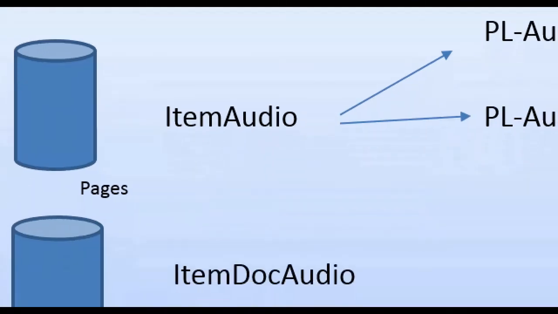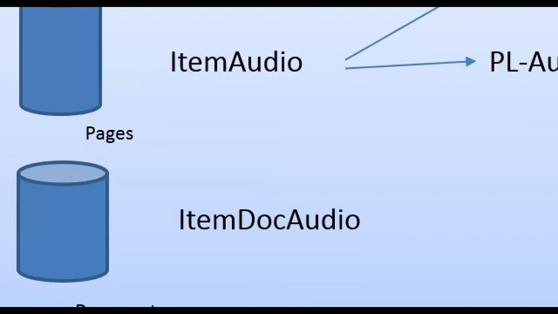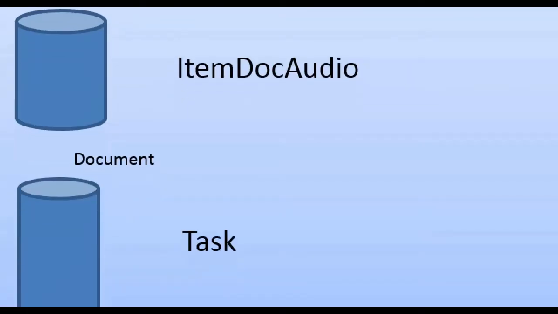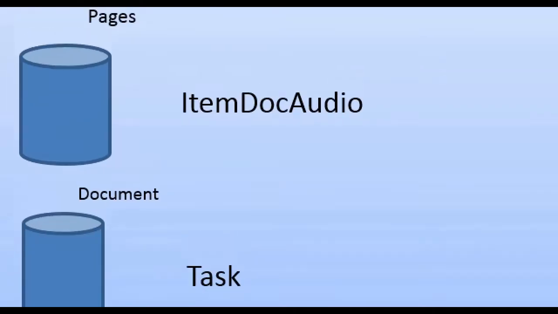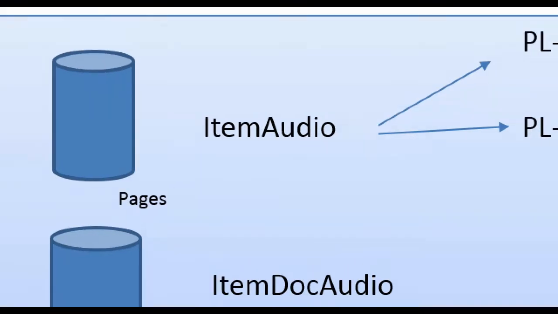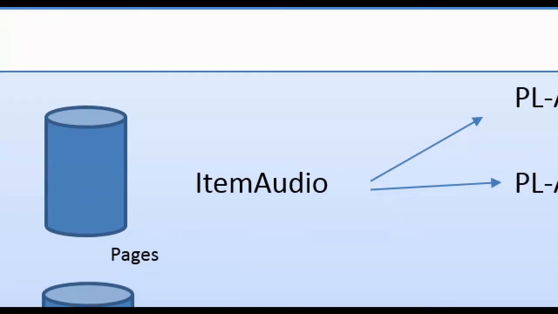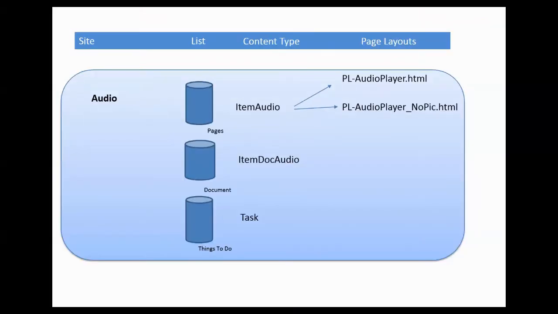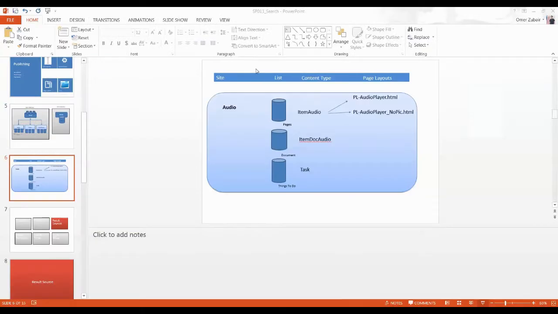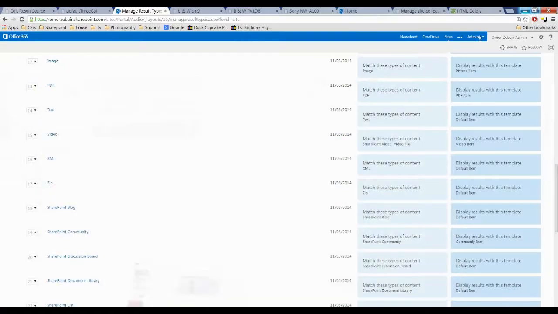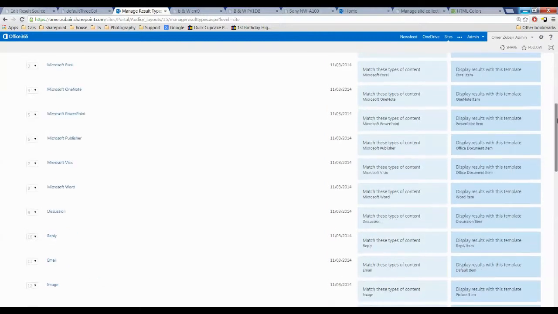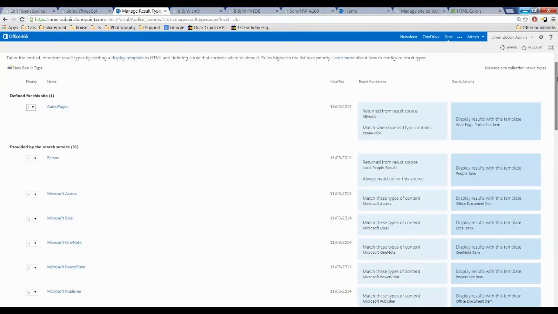We're not interested in the price of a document. We're not interested in the price of a task because they don't exist. So there obviously will be zero and clutter us. So we are only interested to apply that display template on this item audio. Reason I'm stressing on is because we need to understand why are we doing this. So let's go back into the result types, and I've already defined that to save a little bit of time. And it's quite easy.